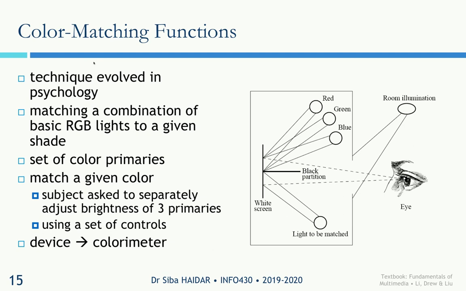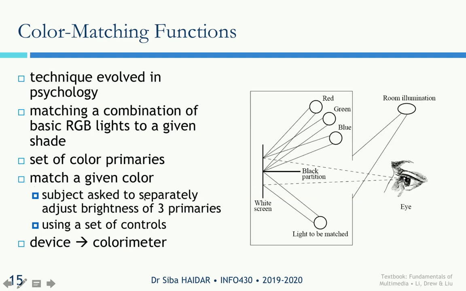It consists of matching a combination of basic RGB lights to a given shade. Look at the schema. Here you have a light to be matched, and then you have a black partition. The eye is looking at a white screen, but the white screen is partitioned by a black partition, so the eye can look at two different areas that cannot interact with each other. We show many people the light, and we tell them, you have those three primaries, red, green, and blue lights emitted, and please match the given color.